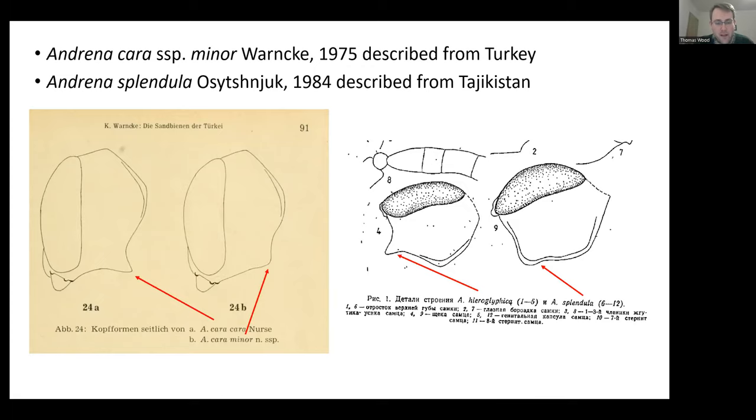independently described a subspecies of Andrena cara, saying, if you look at the figure here, that Andrena cara, the male, has the projection at the base of the genae, and the specimen from Turkey is instead rounded, and therefore described it as a subspecies. And Osychnyuk, having inspected Morawitz's material, recognized that the male has a projection at the base of the genae, but she described a different species which was simply rounded. And of course, what's happened is each of them inspected a limited amount of material, and we really just have two species that have been described six times.